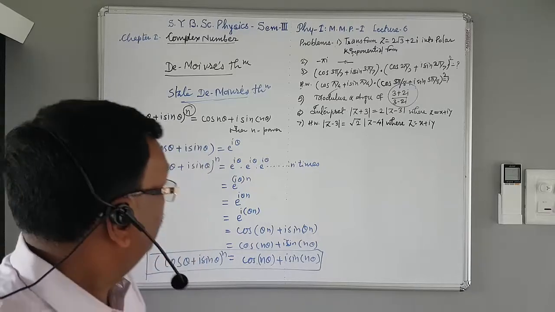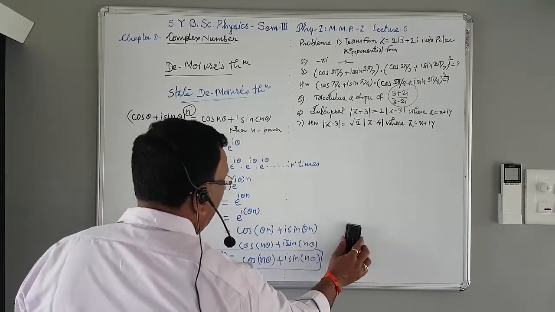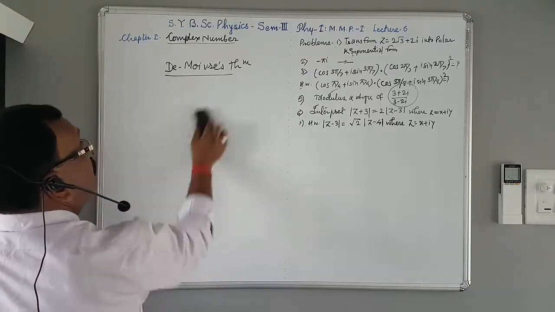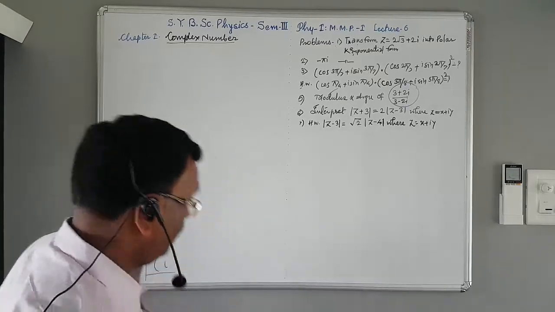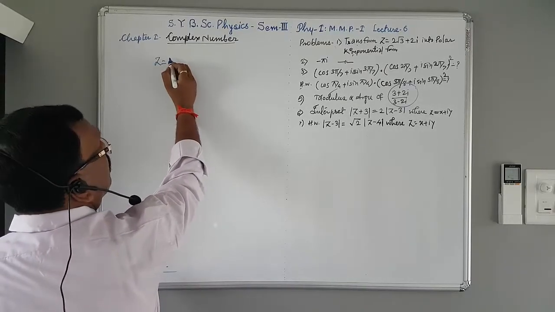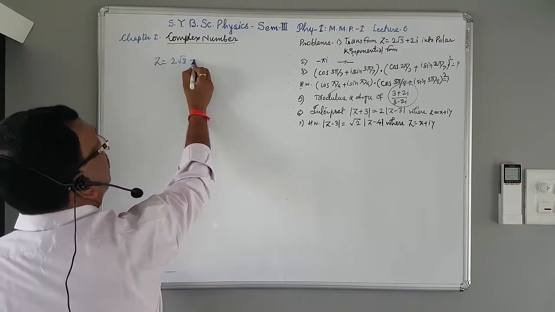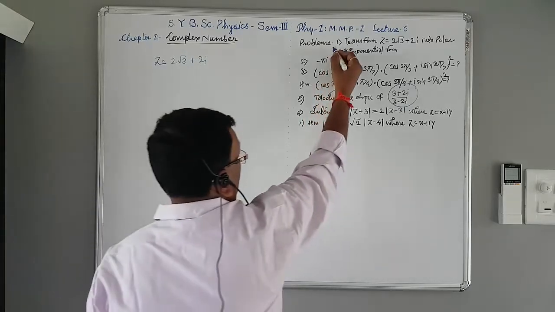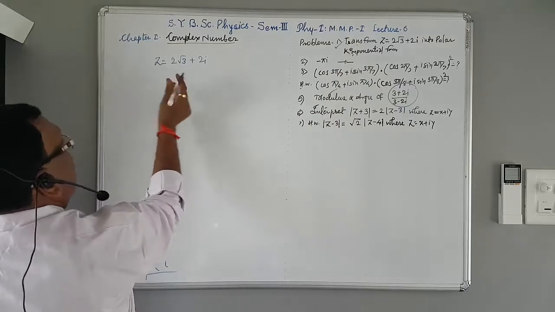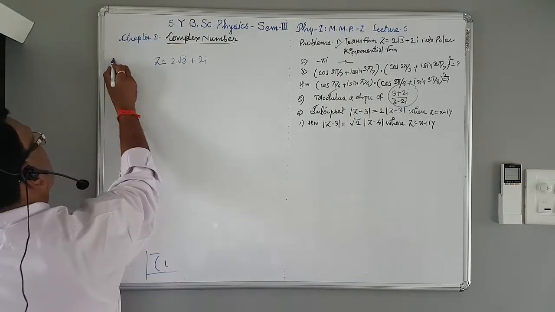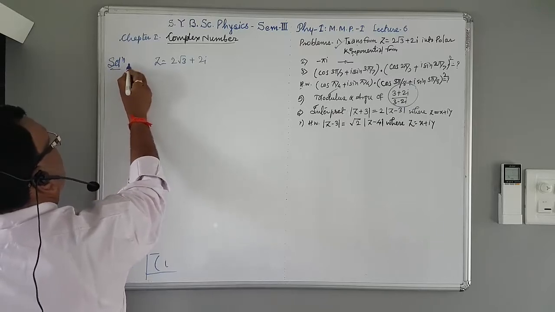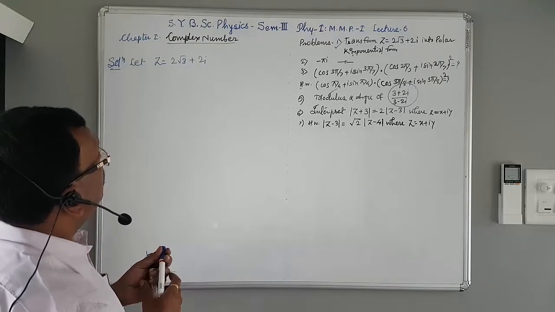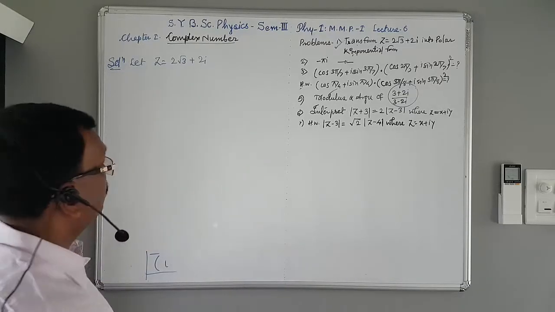Now let us solve some problems related to de Moivre's theorem. First problem: transform z is equal to 2 root 3 plus 2i into polar form and exponential form. In order to solve this, we obtain the solution like this. Let z is equal to 2 root 3 plus 2i.